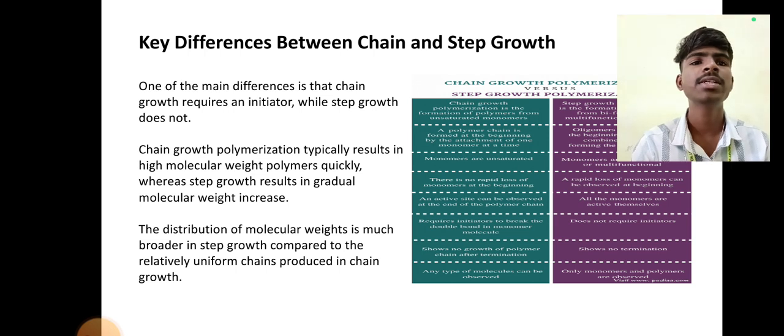Key differences between chain growth and step growth. One of the main differences is that chain growth requires an initiator while step growth does not. Chain growth polymerization typically results in high molecular weight polymers quickly, whereas step growth results in gradual molecular weight increases. The distribution of molecular weight is much broader in step growth compared to the relatively uniform product in chain growth.